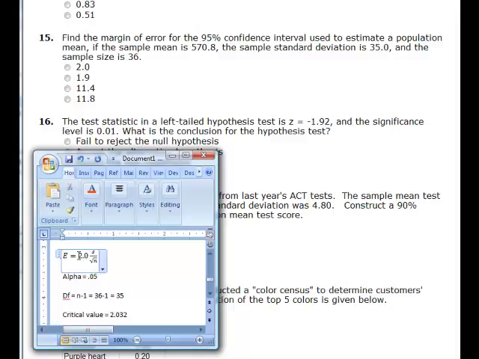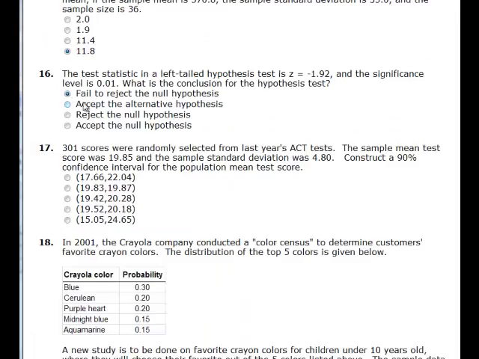Okay, so we have 2.032 for t, 35.0 for our sample standard deviation, and then our sample size is 36, and that gives us a margin of error of 11.8.